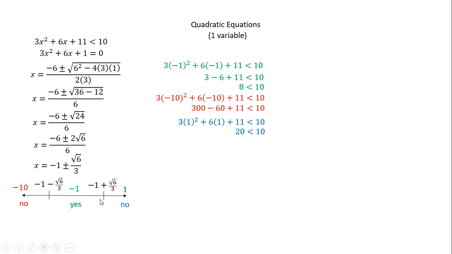So kind of like we thought, it works in the middle. So you could have x is greater than negative 1 minus root 6 over 3, and x is less than negative 1 plus root 6 over 3.